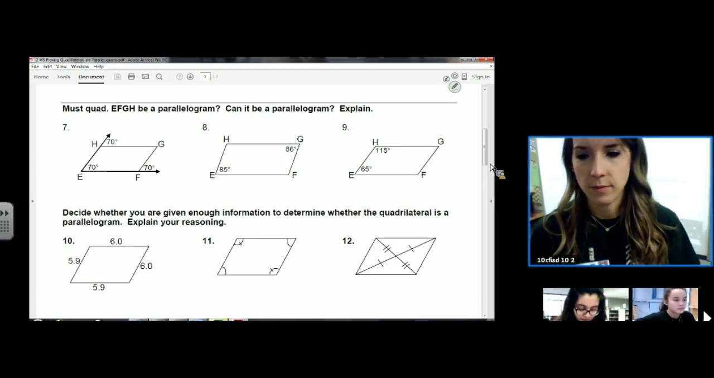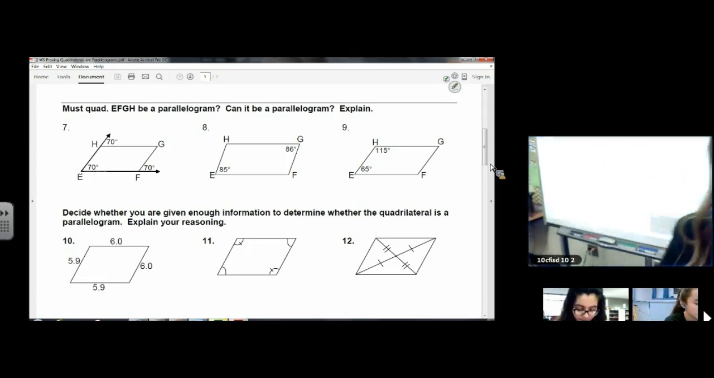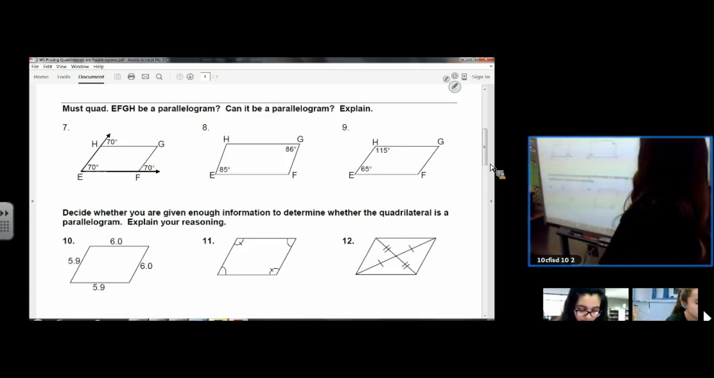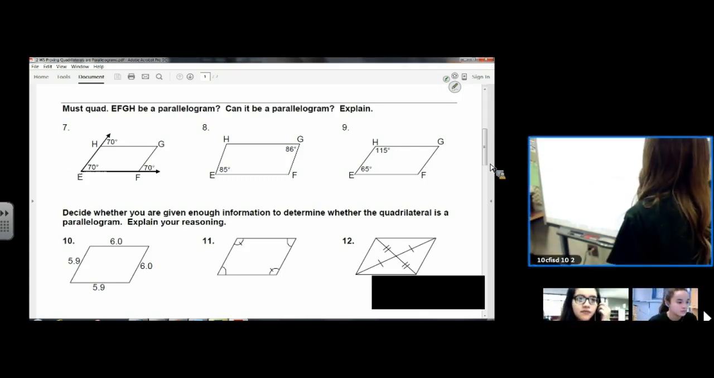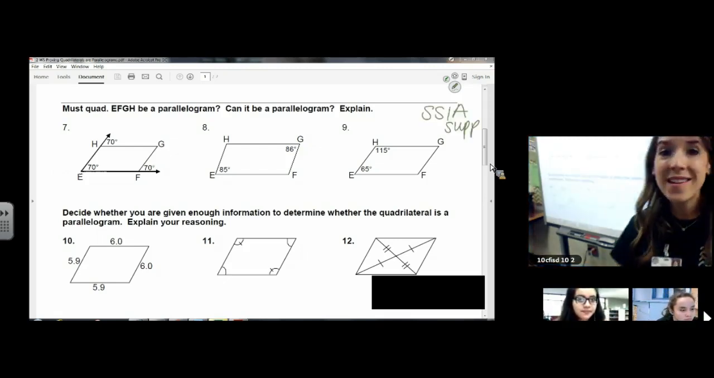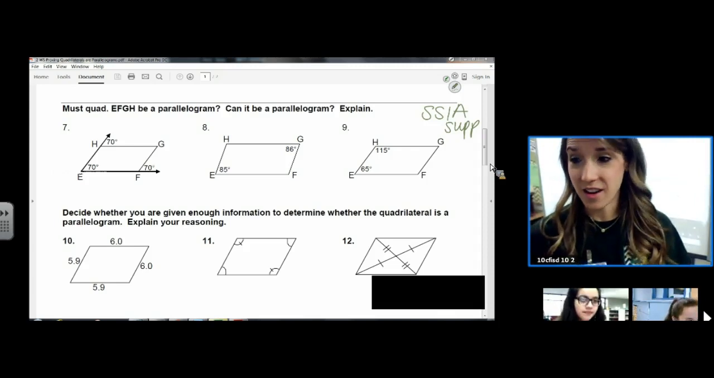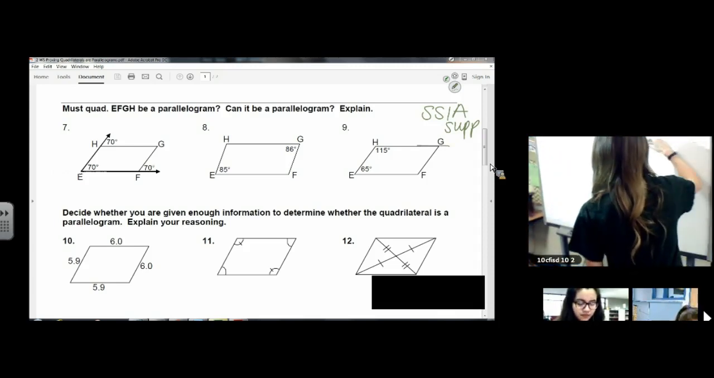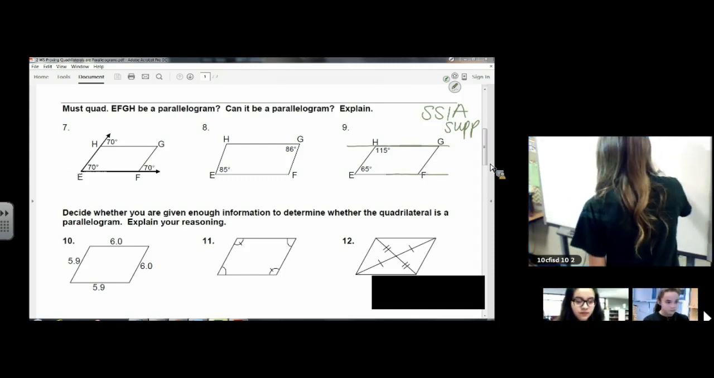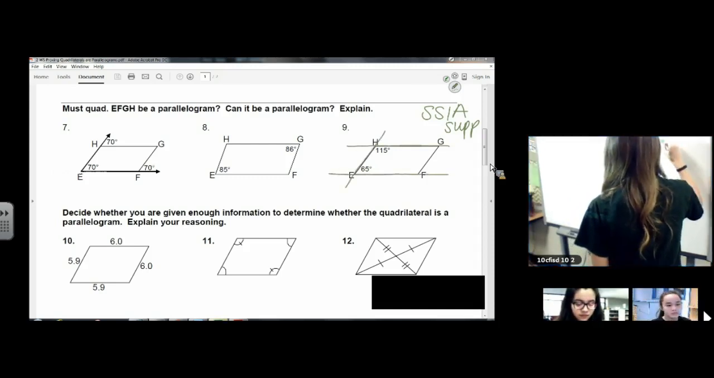115, 65. They are supplementary, right? They add up to 180. Now, when same side interior angles are supplementary, we know we have a pair of parallel lines on our hands. Now, which lines are the parallel ones? This is the parallel line, and this is the transversal. Cool.